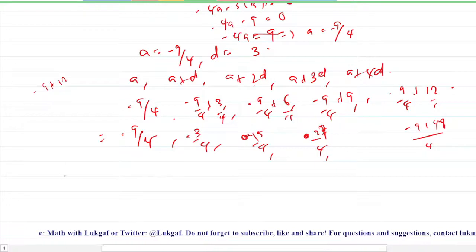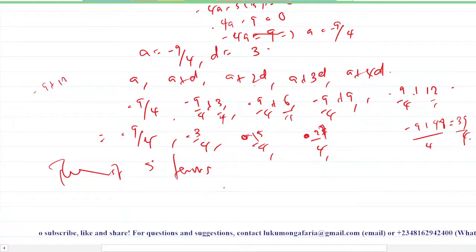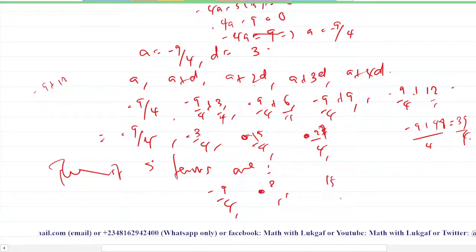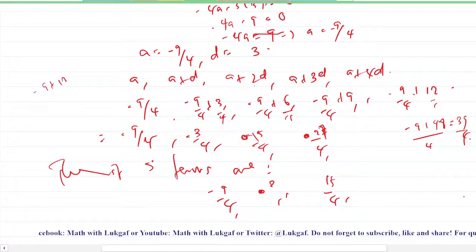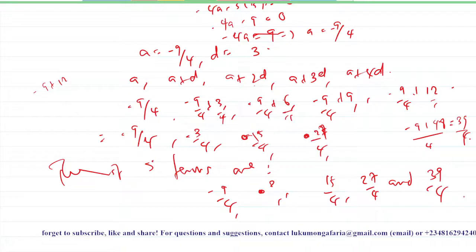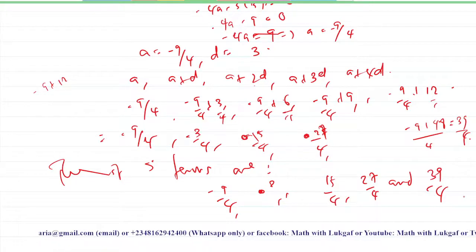So it means the first 5 terms are minus 9 over 4, minus 3 over 4, 3 over 4, 15 over 4, 27 over 4, and 39 over 4. So that's how you can find your nth term, or the general term of an AP. Remember, if your first term is A, your second term is A plus D, your third term is A plus 2D. That is obtained by subtracting 1 from that term number. If you want to find the 100th term, that will be A plus 99D.